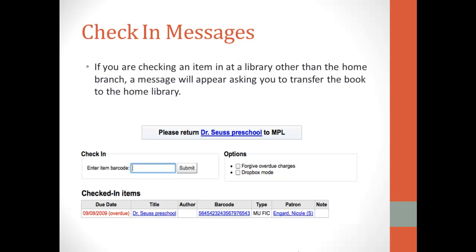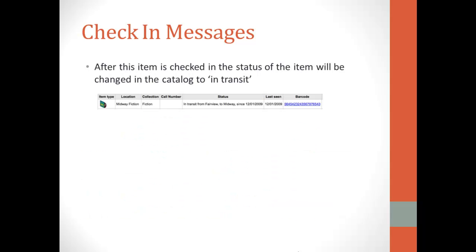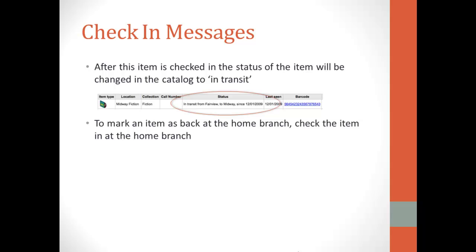If you are checking an item in at a library other than the home branch, a message will appear asking you to transfer the book to the home library. After this item is checked in, the status of the item will be changed in the catalog to In Transit. To mark the item as back at the home branch, check the item in at the home branch.